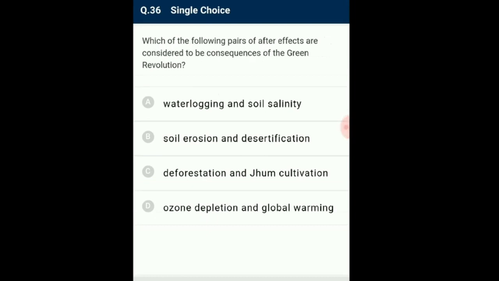Which of the following after effects are considered to be the consequences of the green revolution? Irrigation without proper drainage of water leads to waterlogging in the soil. Besides affecting the crops, waterlogging draws salts to the surface of the soil. The salt then is deposited as a thin crust on the land surface or starts collecting at the root of the plants. This increased salt content is inimical to growth of crops and it is extremely damaging to agriculture. Waterlogging and soil salinity are some of the problems that have come in the wake of the green revolution. So the answer is option A, waterlogging and soil salinity.